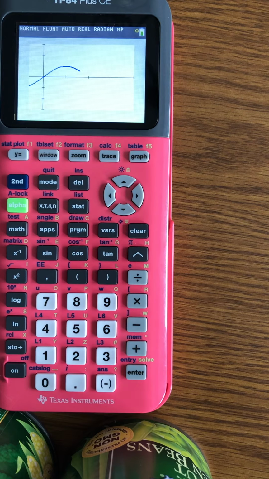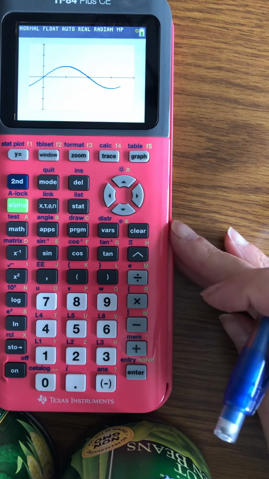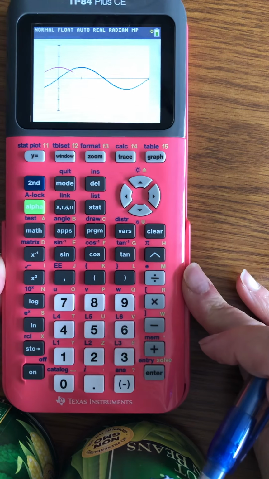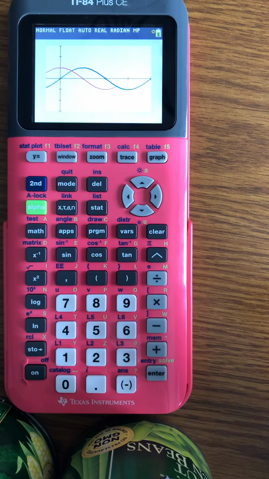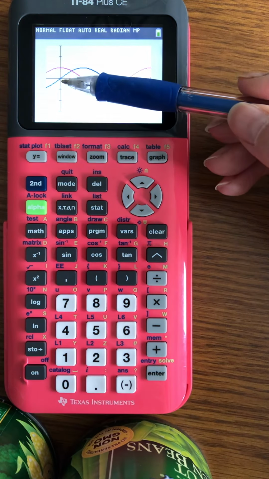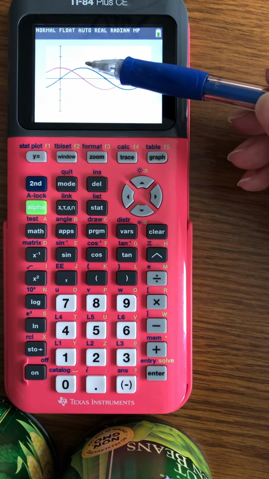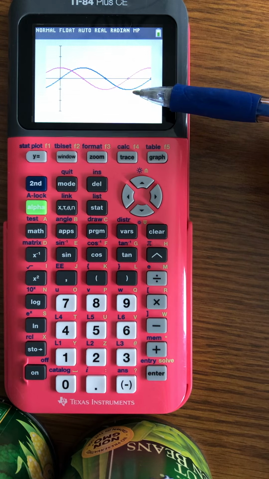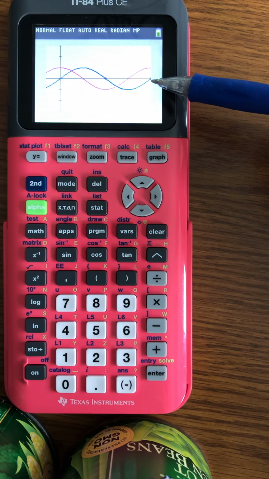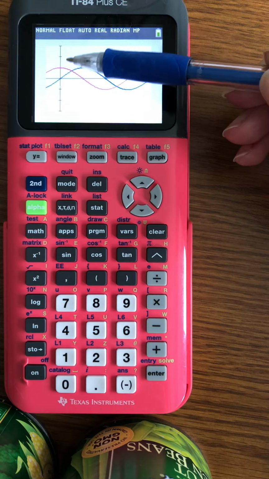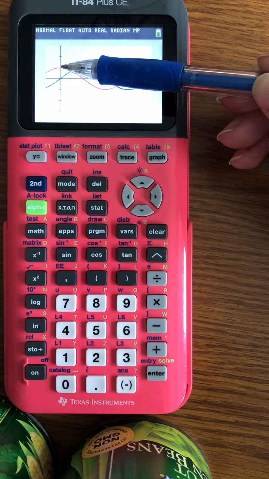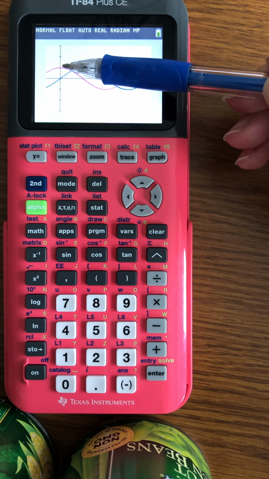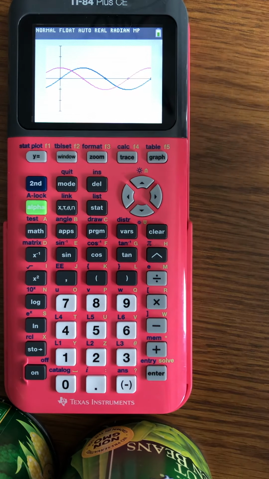This first one here in blue is the sine wave. This next one here in pink is the cosine wave. The sine wave starts at 0, 0, then goes up, and then hits the x-axis, then down to -1, then back up and hits the x-axis. The cosine wave has a similar pattern to it, but it starts at 0, 1. That's key to understanding the difference between these two graphs.